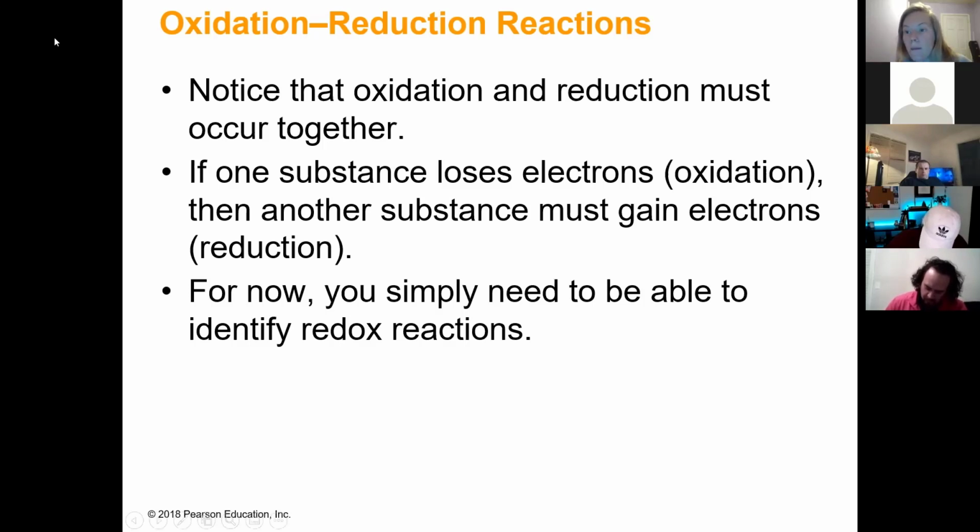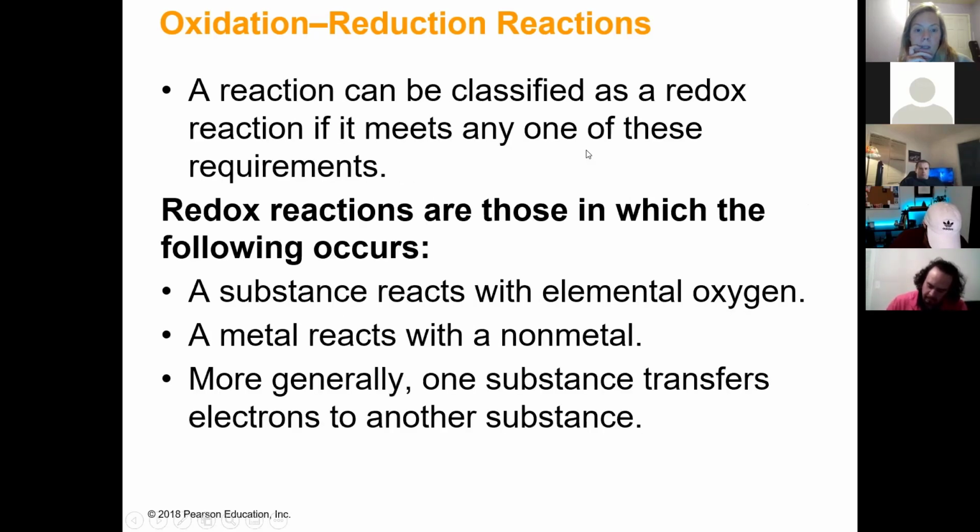That is all I'm going to do for oxidation reduction. It's pretty much just definition based. It's not going to be identifiers. Some examples of oxidation reduction reactions: anytime something reacts with elemental oxygen, a metal reacts with a non-metal, which was what we just looked at, sodium reacting with chlorine, or one substance transfers electrons to another.